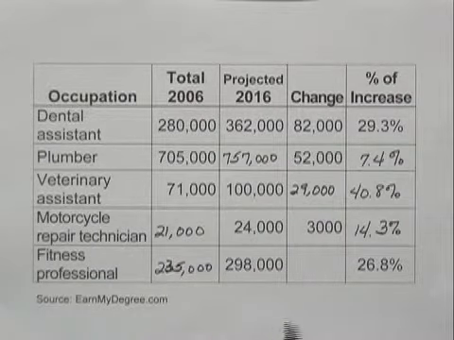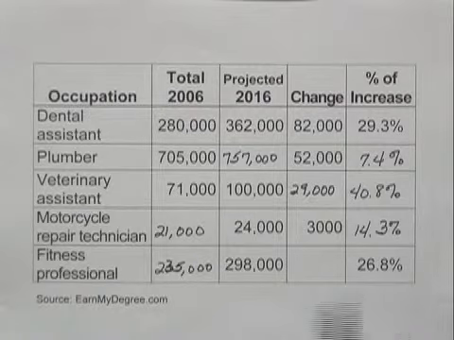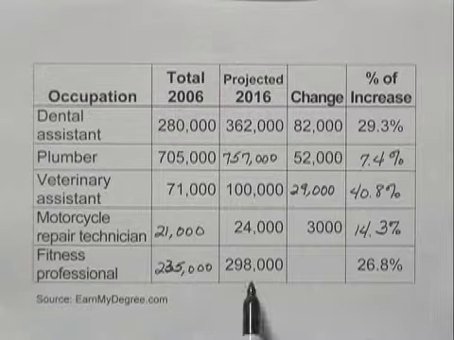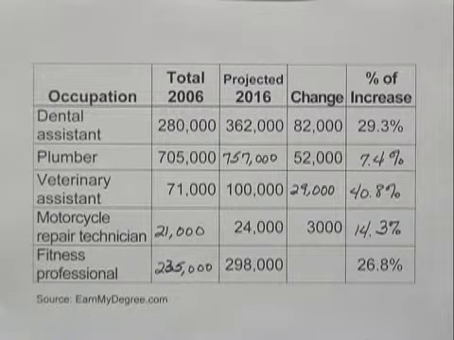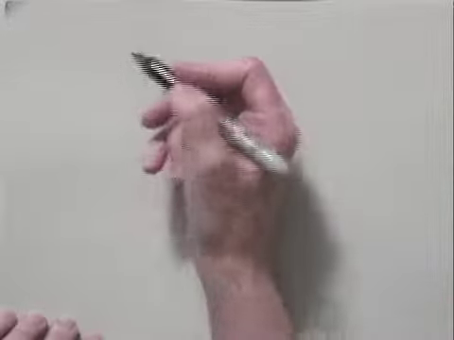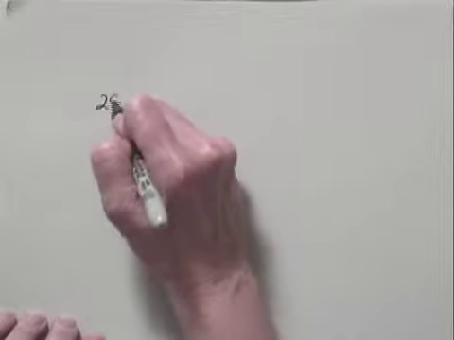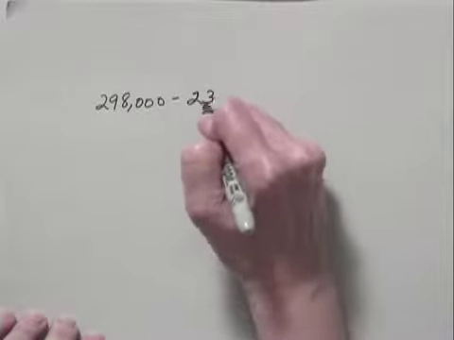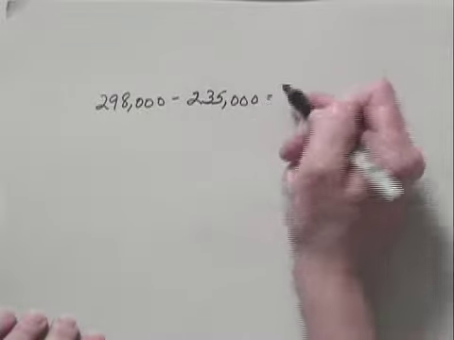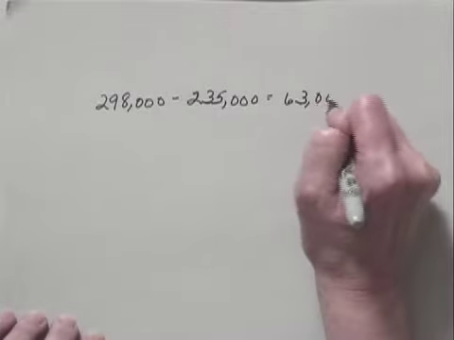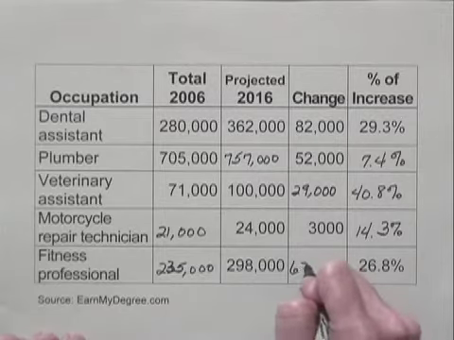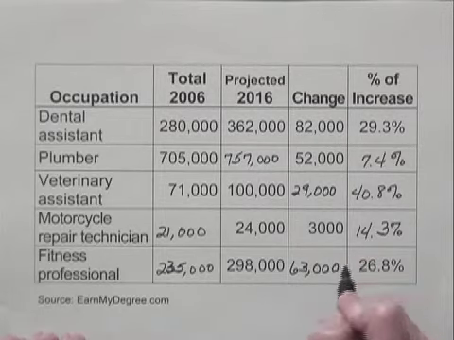And now we just need to find the change in the number of jobs. We would just subtract the 2006 number from the projected number for 2016. Let's do that subtraction. We have 298,000 minus 235,000, and that is 63,000. So this is the change in the number of jobs. And now our table is complete.